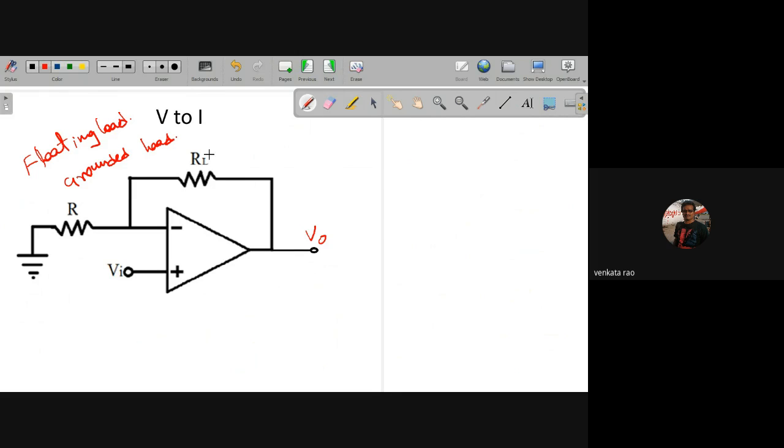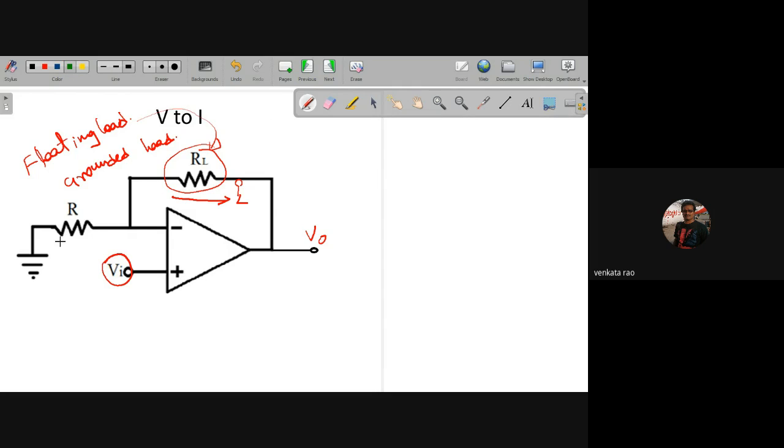So this is the load, your load is floating here. So this is the floating load voltage to current converter. Now that means my intention is to convert whatever input voltage I have here into the load current passing through this load resistor. That is my intention.